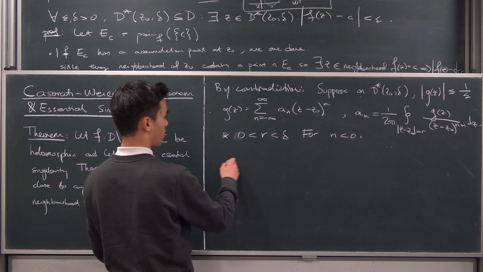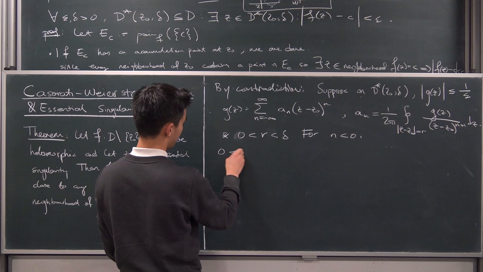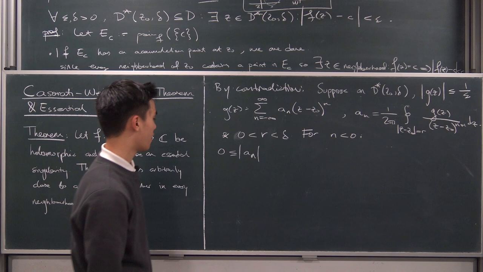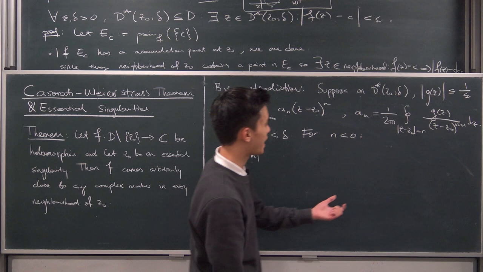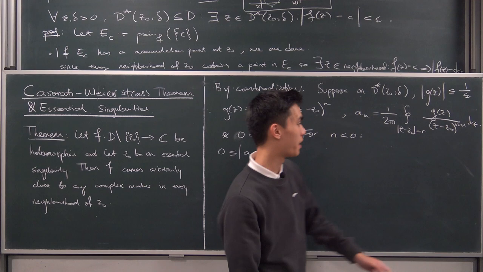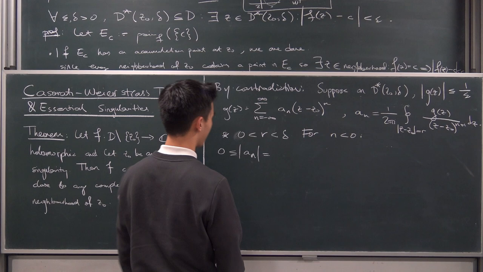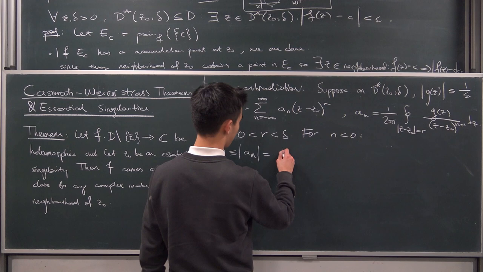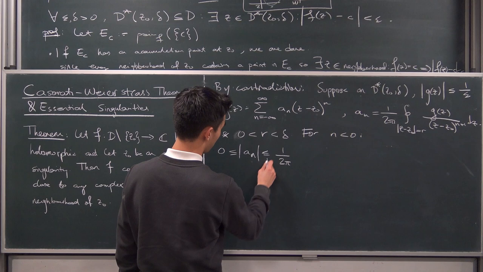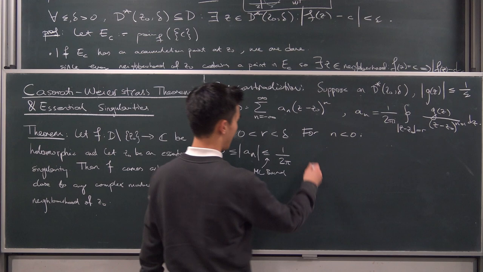So first of all, notice that 0 is less than or equal to the absolute value of a n. That's straightforward. But a n is just this integral here, so this is the absolute value of this integral. In particular, we can use the ML bound, something I've proved on this channel, so I don't need to rewrite it here. So this is equal to, first of all, the absolute value of 1 over 2 pi i, which is just 1 over 2 pi. So this is less than or equal to, using the ML bound, 1 over 2 pi, then we have M times L.